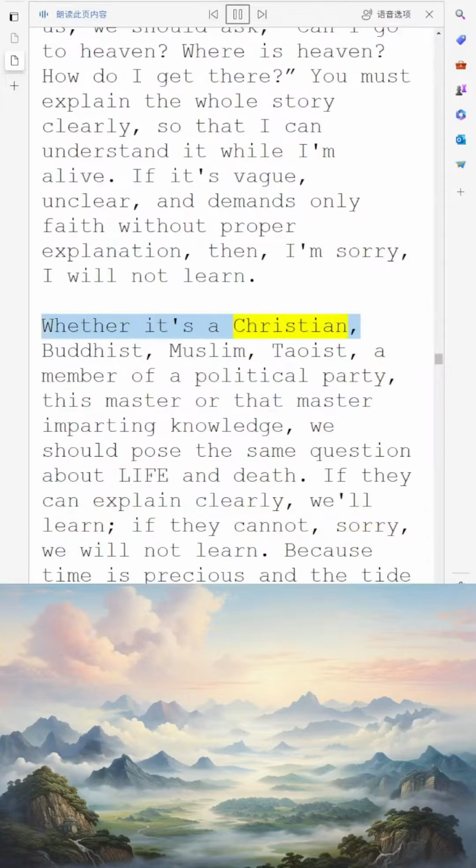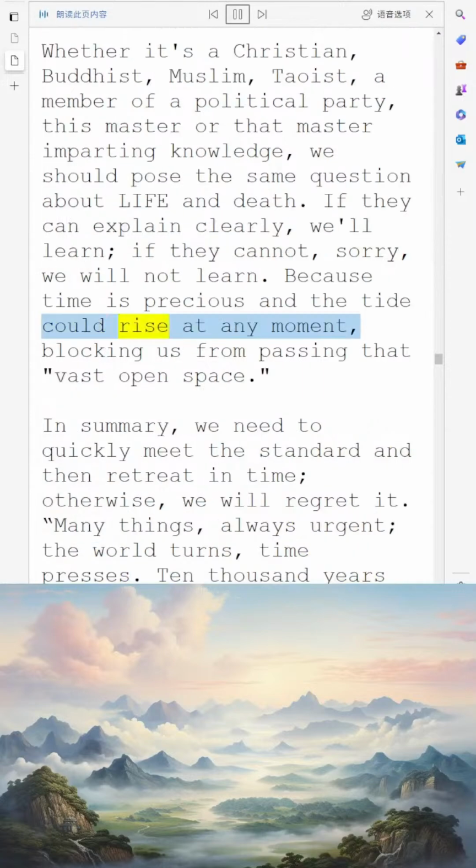Whether it's a Christian, Buddhist, Muslim, Taoist, a member of a political party, this master or that master imparting knowledge, we should pose the same question about life and death. If they can explain clearly, we'll learn. If they cannot, sorry, we will not learn. Because time is precious and the tide could rise at any moment, blocking us from passing that vast open space. In summary, we need to quickly meet the standard and then retreat in time. Otherwise, we will regret it.